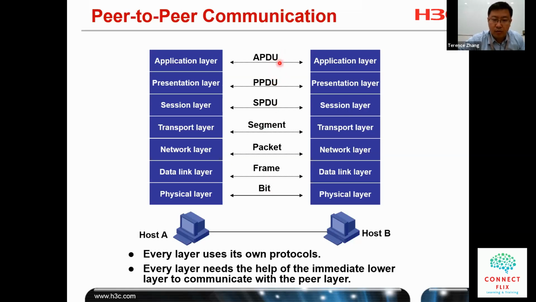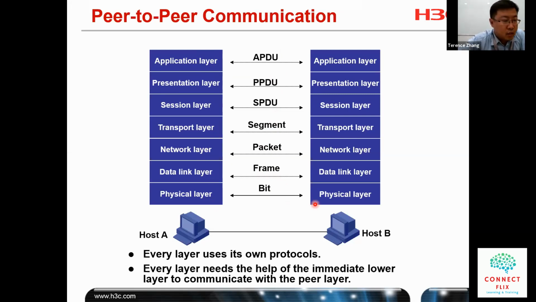The name is important. So APDU, PPDU, SPDU, and from the transport layer it is called segment. The network layer is called packet. Data link layer is called frame. And finally, on the physical layer it is a bit.